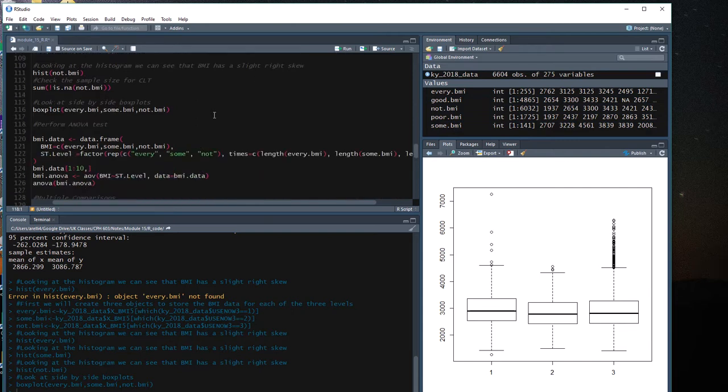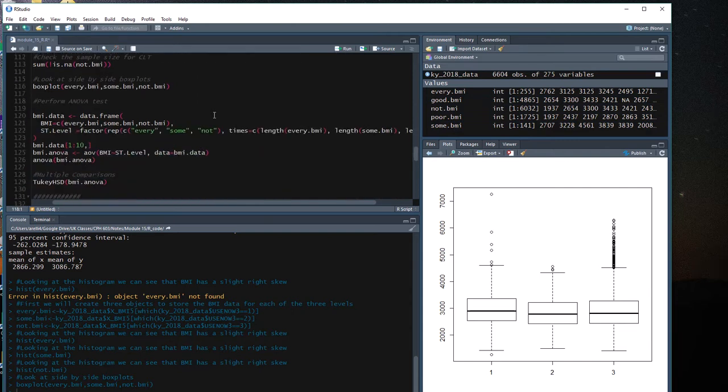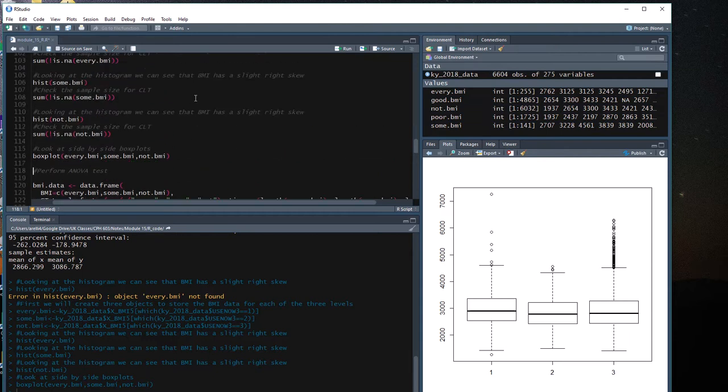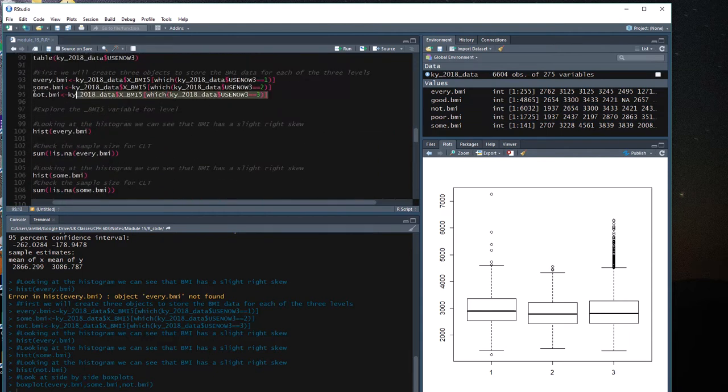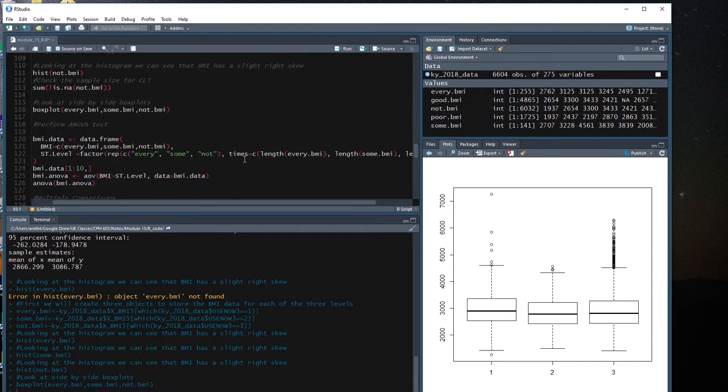Next, we can perform the Anova test. In order to perform the Anova test in R, we have to take the three vectors that we created up here, which stored the BMI for the three different levels, and make a new data set. That's what this code right here is doing. I'm going to name my new data set BMI.data, and the data.frame function creates a data frame using whatever I give it.